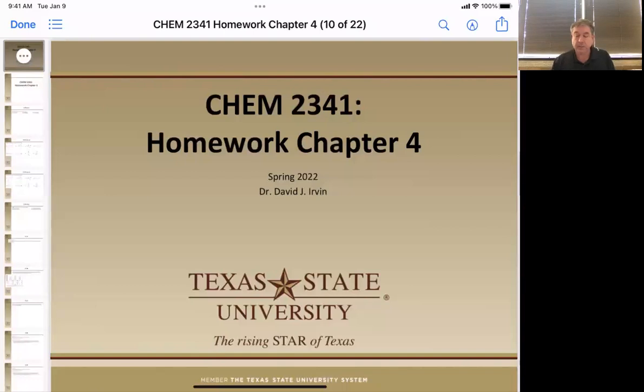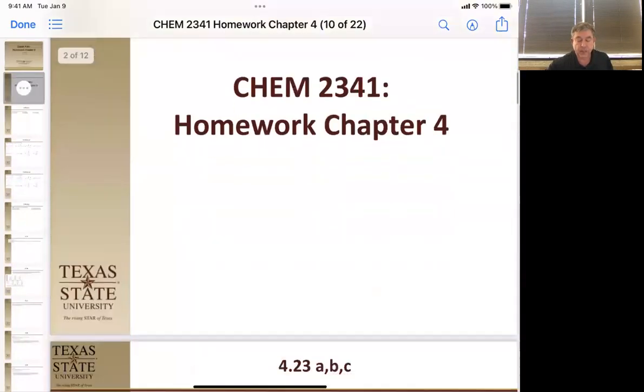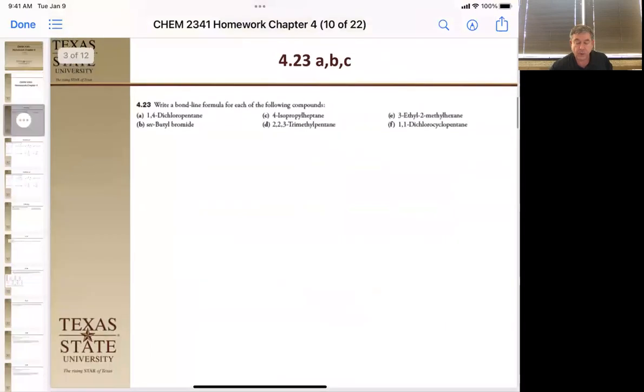And there's my pencil. All right. So we're going to start out with 4.23, A, B, and C. Write a line bond formula for the following compounds.